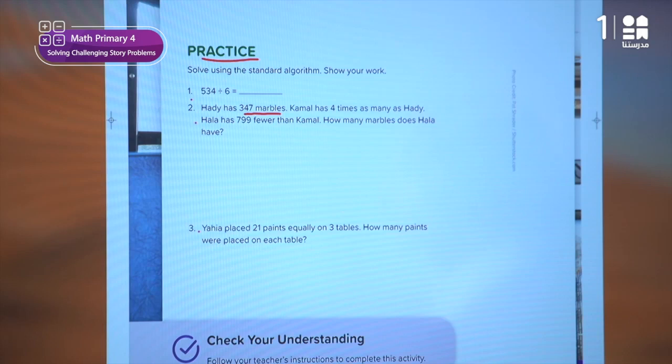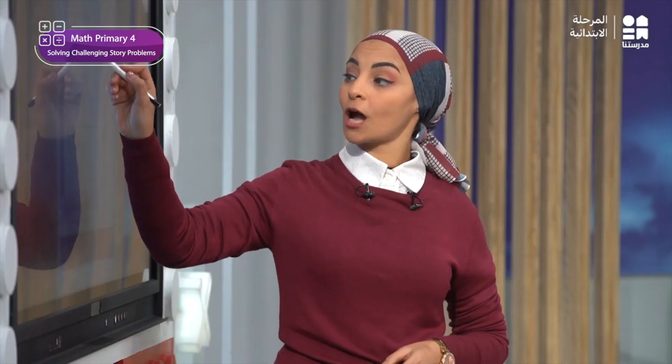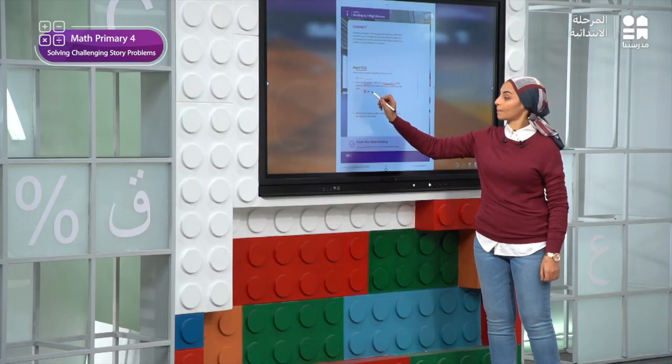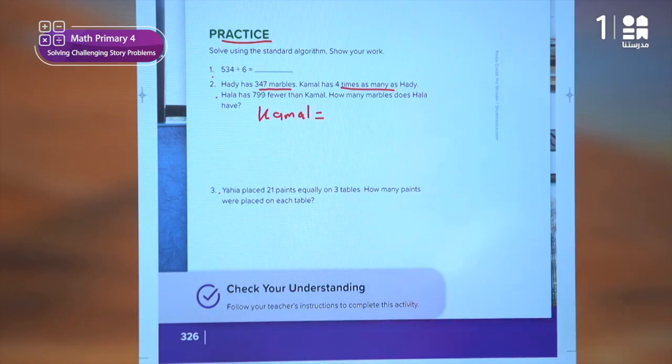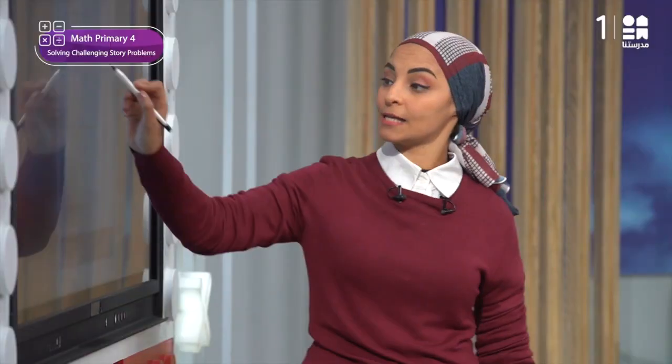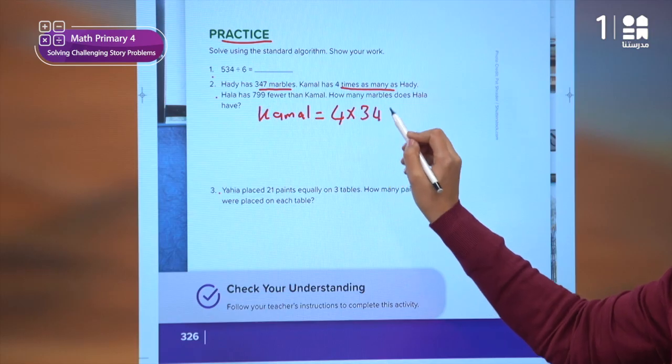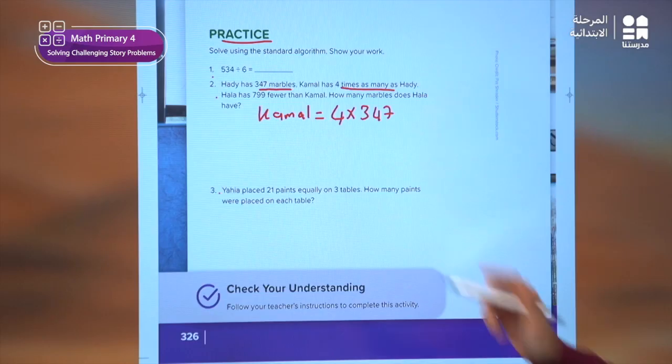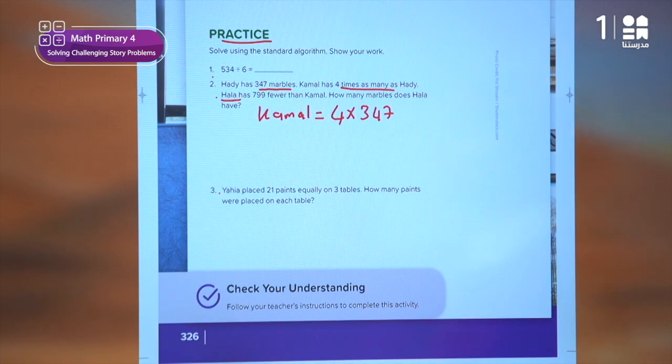Now, problem number 2 says what? Problem number 2 says that Hadi has 347 marbles. Okay, Kamal has 4 times as many as Hadi. So, Kamal has what? Let's write it like this. Kamal has how much? Yes, 4 times as many as Hadi. So I will do 4 times 347. Right? Okay. The rest of the problem says that Hala has 799 fewer than Kamal. Okay? So, the question is how can we find how many marbles Hala has? Now take your time to think about the problem. When we are back, we will check your answers all together.